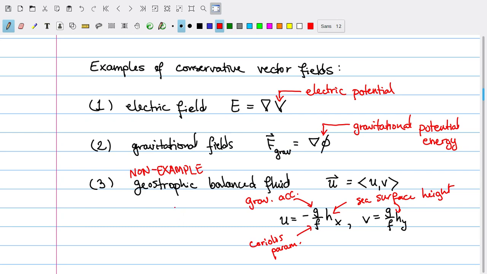In particular, we'll come to a result that says that every vector field will have a decomposition in terms of a conservative vector field and a divergence-free vector field. But for now, let's just remark that this vector field that we've just written in example 3 is not conservative, i.e. it cannot be written as the gradient of a scalar function.